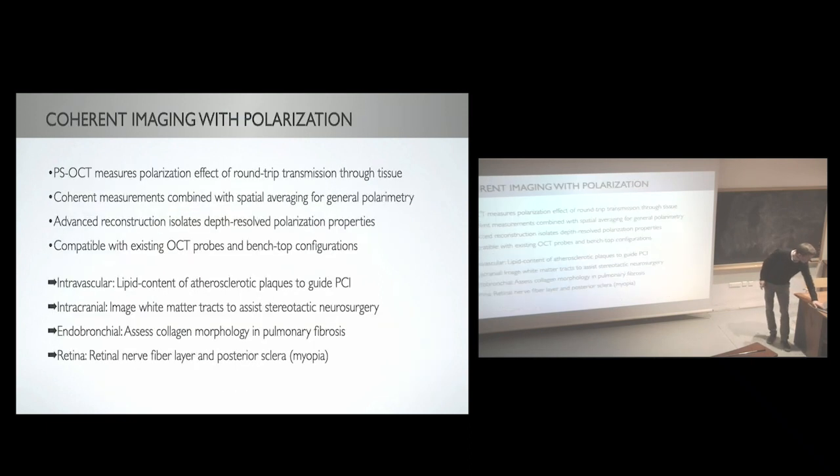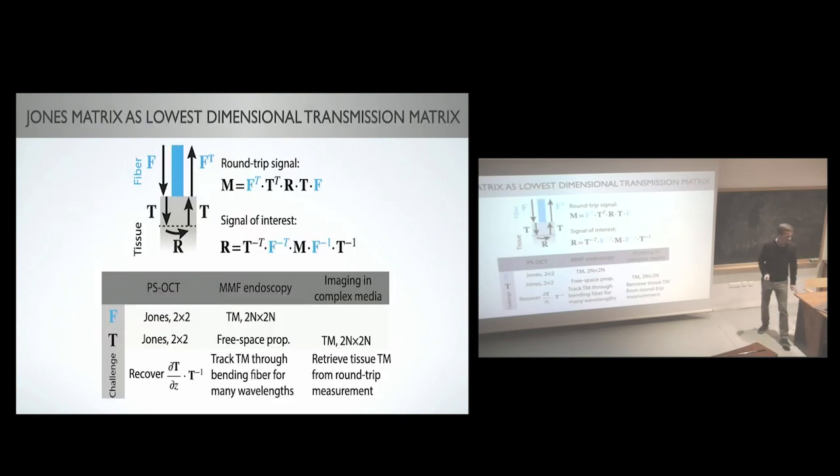All right, just to very briefly summarize, maybe I'll skip the explicit summary, and just want to highlight again that there's a lot of at least linear algebra that we could learn from working with Jones matrices, but a lot of those concepts, I believe, equally apply to multimode fiber endoscopy or imaging in general complex media, trying to compensate for scattering. I believe the main challenge is to get that forward transmission matrix from the round trip measurements that we have available.